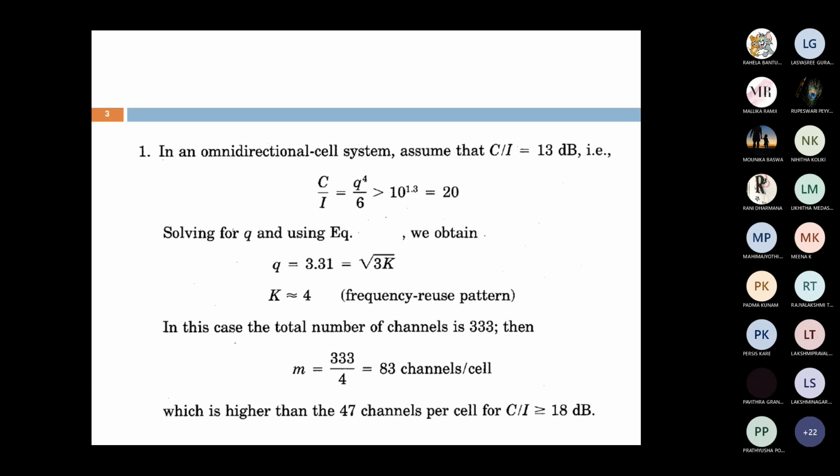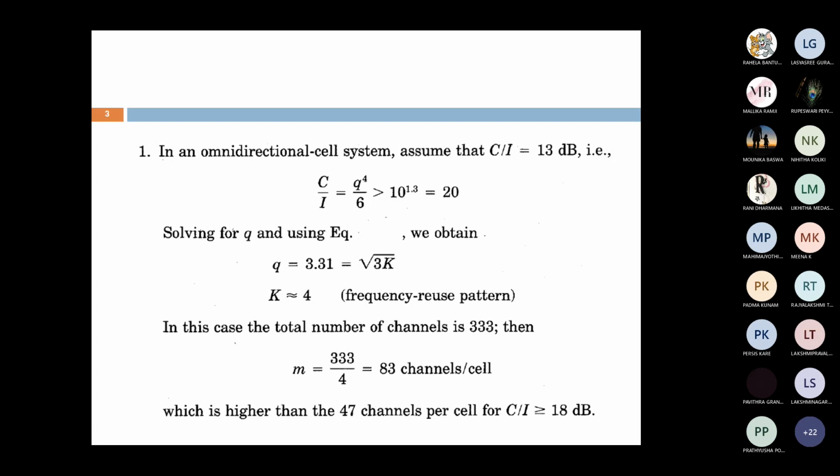Then the C by I ratio, which is Q power 4 divided by 6 co-channels, is greater than or equal to 10 power 3, which is equal to 1000 by 6. Then we calculate the Q value, and finally we get 3.31. You know Q equals root of 3K. Substituting, 3K equals 3.31 squared, so K is approximately equal to 4. That is the reverse method we are using here.